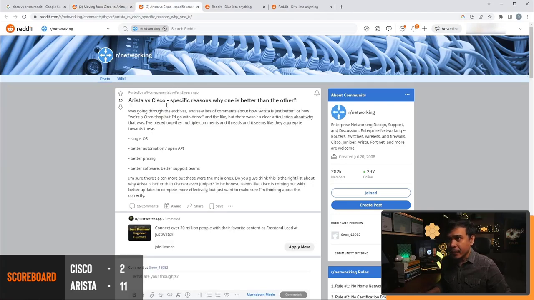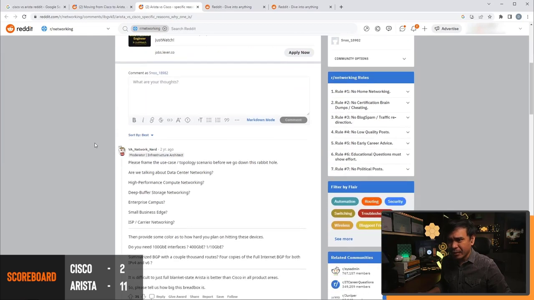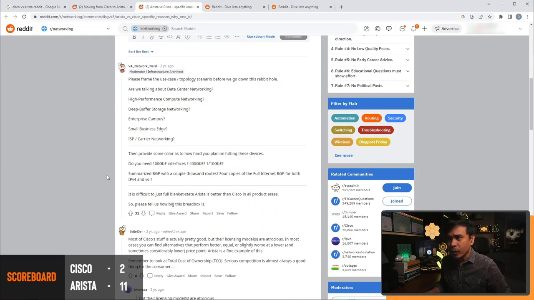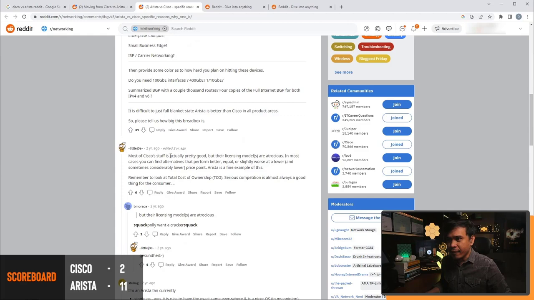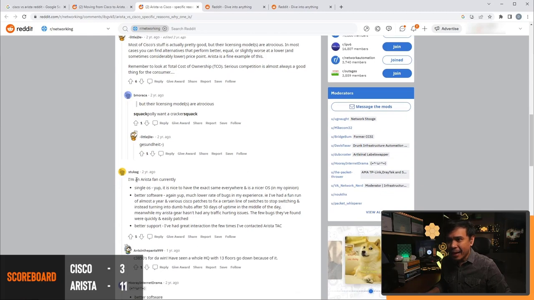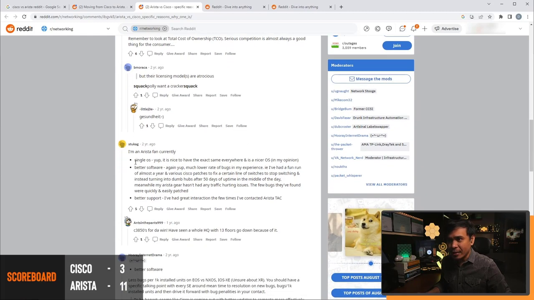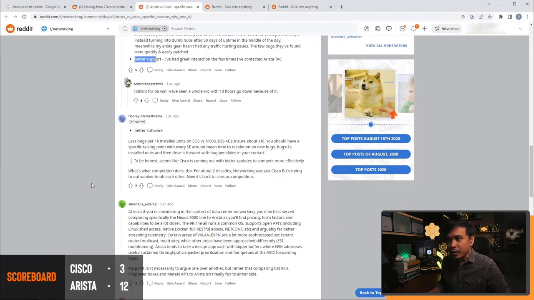All right, next. This is 2 years ago. We'll just have a quick look. All right, most Cisco stuff is actually pretty good, but their licensing models are atrocious. All right, next. I'm an Arista fan currently: single OS, better software, and better support. Okay, what else? Fewer bugs per 1K installed units on EOS versus NX-OS. So are you saying that Cisco Nexus switches are buggy?